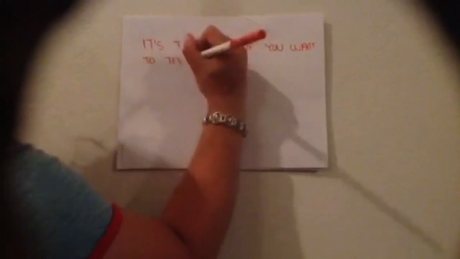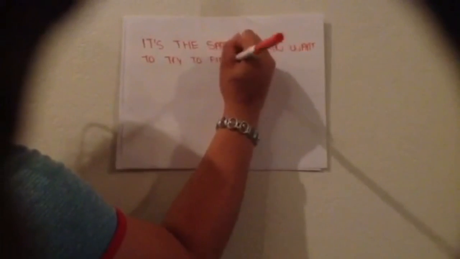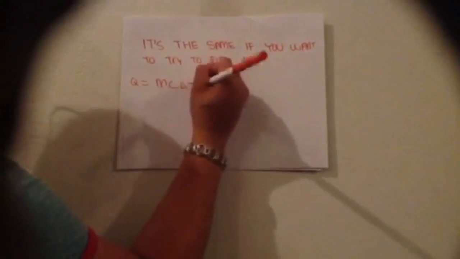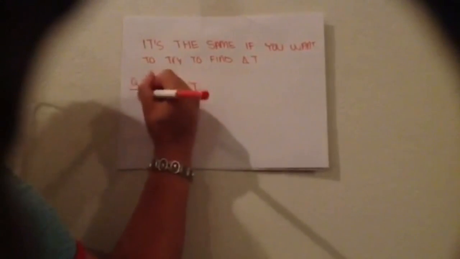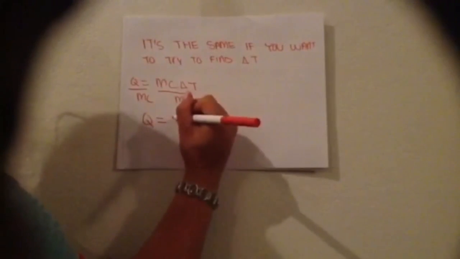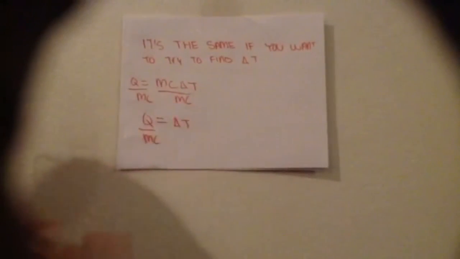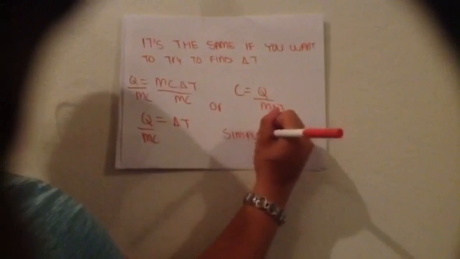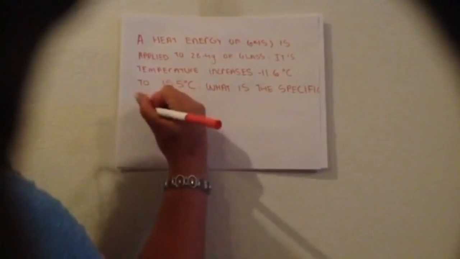So let's say that you're going to find a different variable. Let's try to find triangle T. You're going to take that master equation again, Q equals mc triangle T. You're going to divide it by mc. So triangle T equals Q over mc. Or you can do another one, C equals Q over M triangle T. It's that simple.